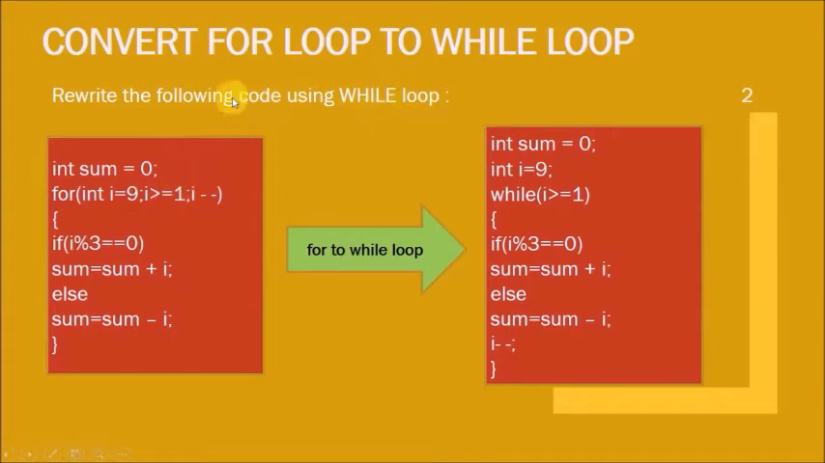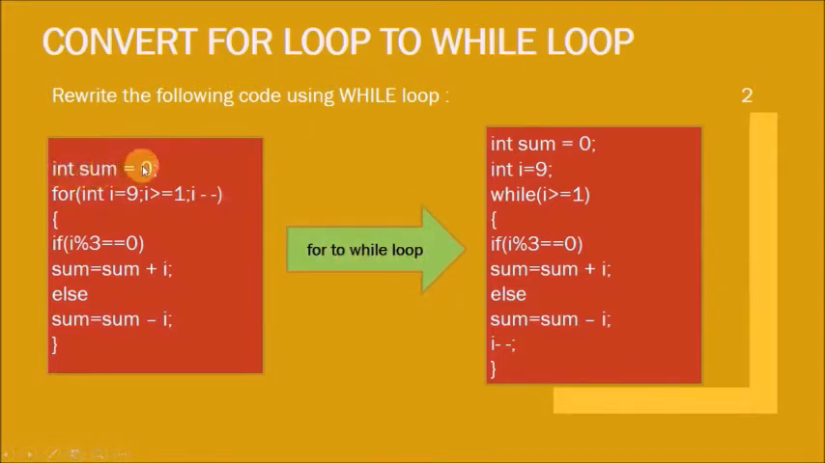Let us first understand the for loop code. int sum = 0; for (int i = 9; i >= 1; i--). Then within the curly braces we have if (i % 3 == 0) sum = sum + i; else sum = sum - i. Let us see how we can convert this for loop to while loop.